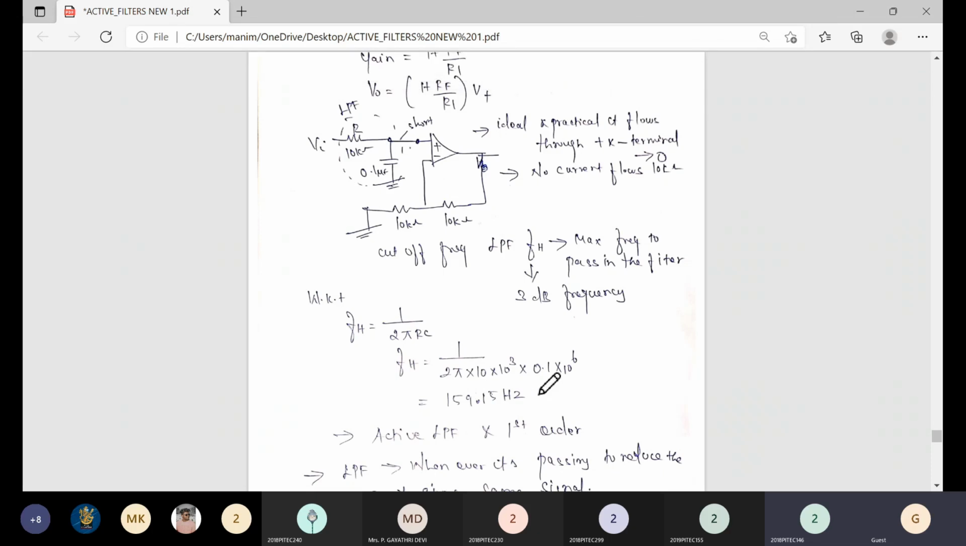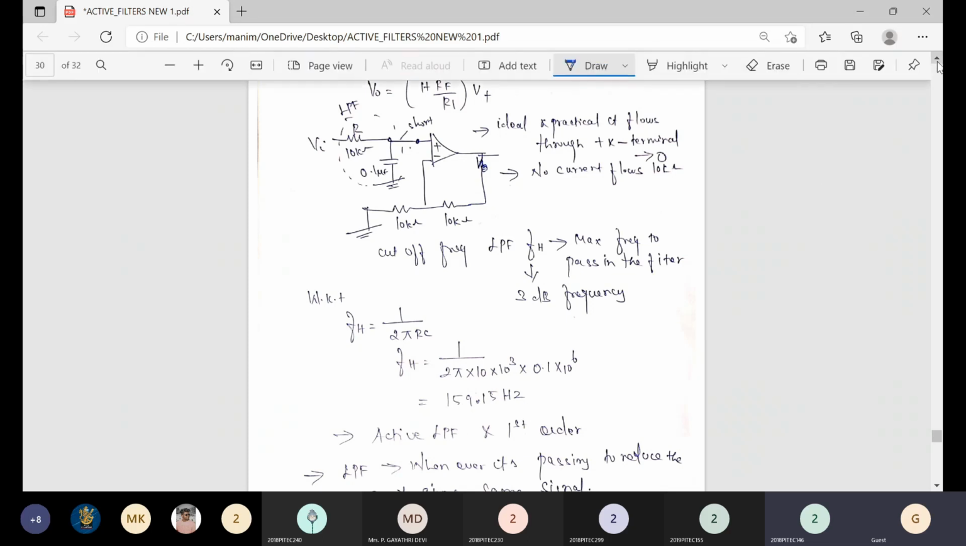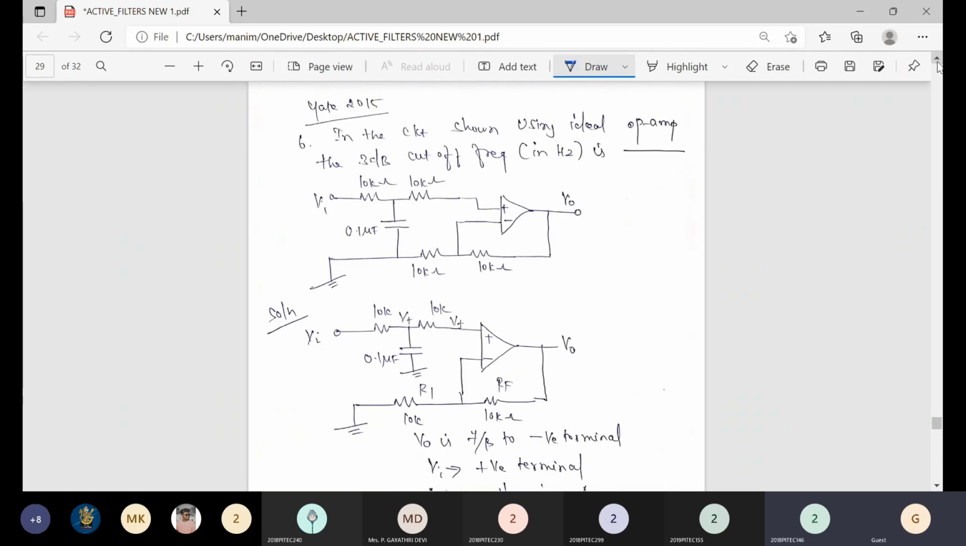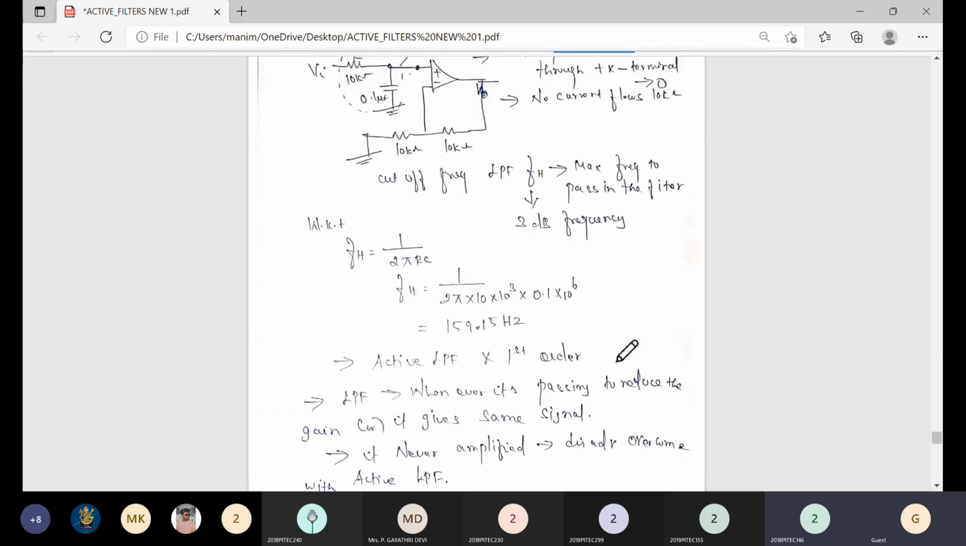All of you calculate the cutoff frequency value. We know the resistance and capacitance values, so calculate, and we should get this value. Is it correct? Yes, it is 159.15 Hz. So the cutoff frequency value is 159.15 Hz. This is the answer for this question.